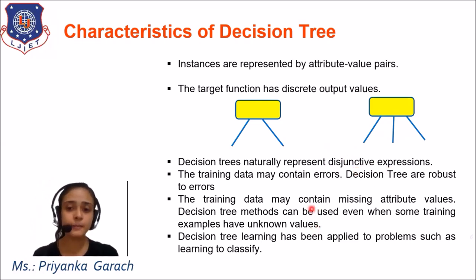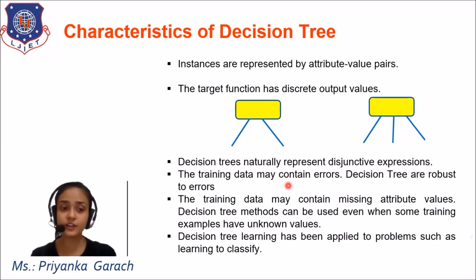The training data may contain errors, so decision trees are robust to errors. If there is an error present in the training data, the decision tree can still work successfully on our training data.